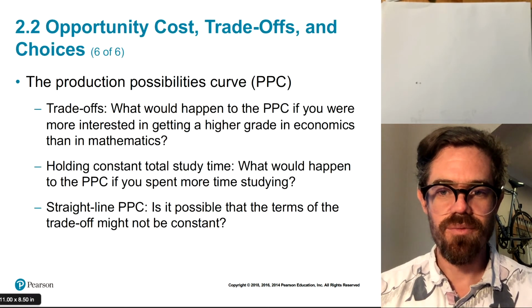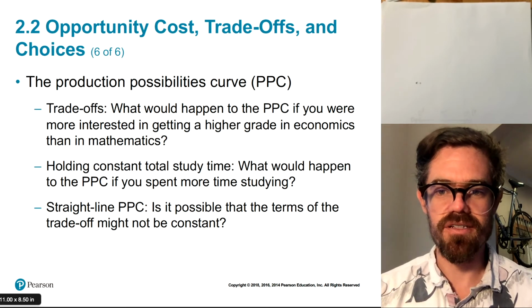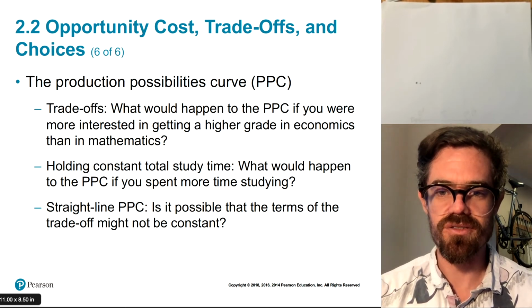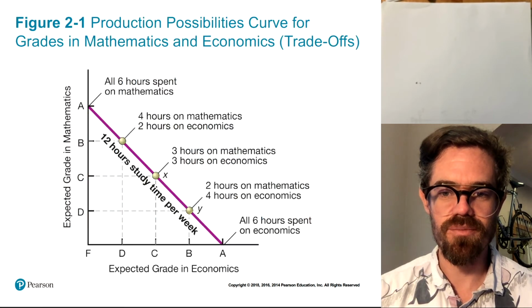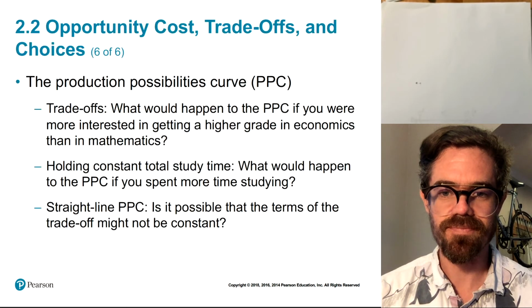But in any case, what this PPC model is doing is illustrating trade-offs. It's also, in fact, illustrating opportunity cost. But with regard to this grade example, what could you possibly do, for example, if you wanted a higher grade in economics than in math? Well, of course, you could spend more time studying economics, but as we saw, the more time you spend studying economics, the less time you have to study math, and therefore, although you will be increasing your grade in economics, you would be trading that off against a decrease in your grade for mathematics.